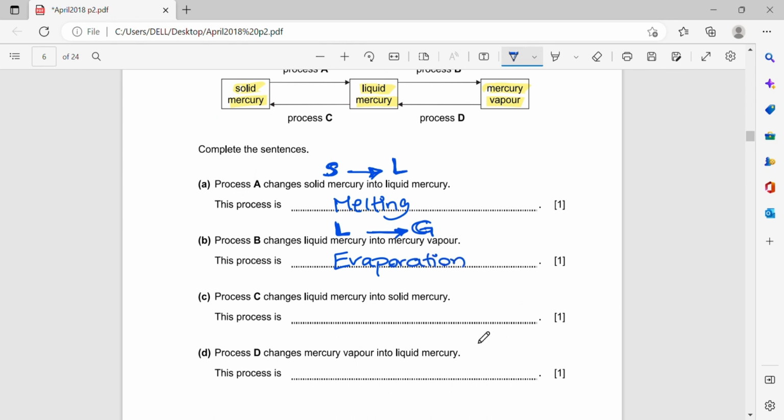Process C changes liquid into solid. So I need from the liquid to a solid. Liquid to a solid. Yes, great, freezing. Process D changes mercury vapor, which is a gas, into a liquid. Gas into a liquid, what's the name of the process? Yes, condensation.